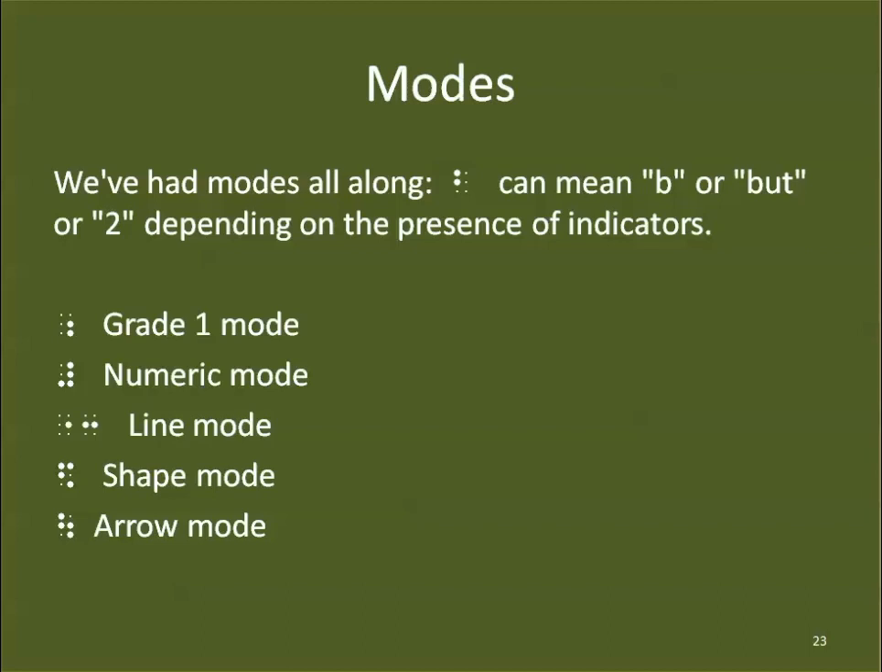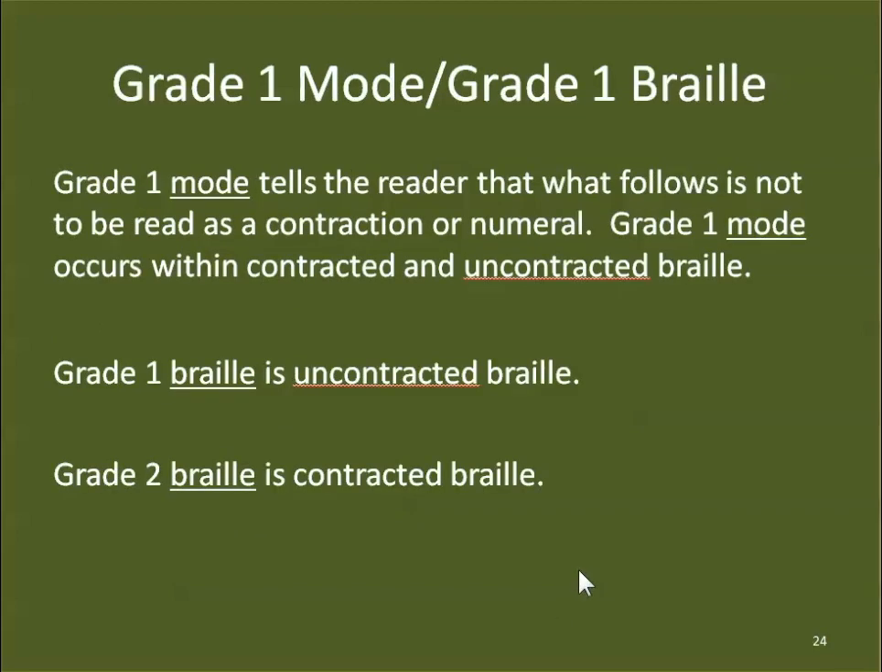So we talked about capitals mode, and there are 5 other modes that we'll be talking about in this series. Grade 1 mode, numeric mode, line mode, shape mode, and arrow mode. So the second half of this video is going to talk about grade 1 mode because, as I said, it operates much the same way as capitals mode did. Grade 1 mode tells the reader that what follows is not to be read as a contraction or numeral.